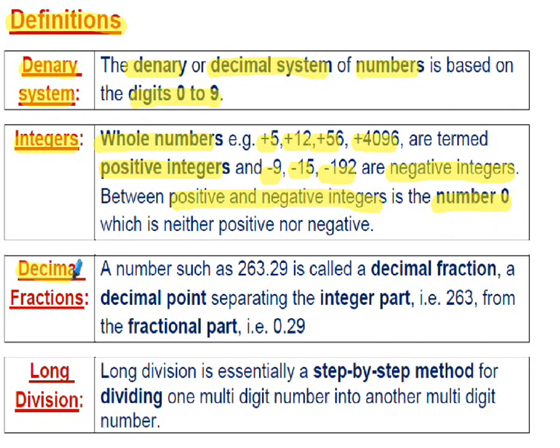We'll also use the term decimal fractions. A number such as 263.29 is termed a decimal fraction. A decimal point separates the integer part, which in this particular case is 263, from the fractional part, which again in this case is 0.29.